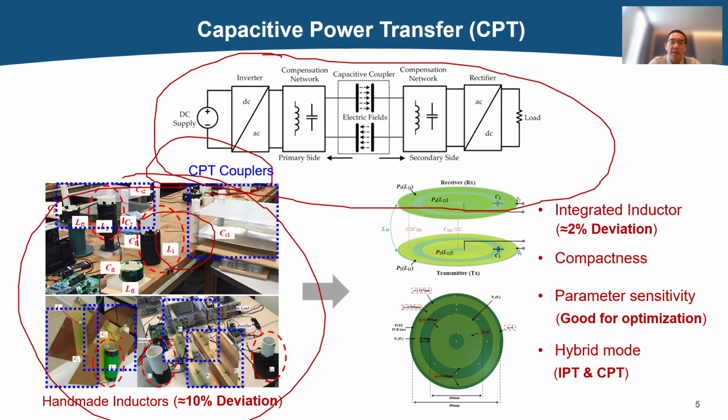PCB-based CPT couplers offer a promising solution. They feature integrated inductors, a more compact structure, and greater ease of optimization. Furthermore, PCB-based couplers can be manufactured in large quantities with consistent and precise perimeters, typically with only about 2% deviation. They also offer flexibility in switching between CPT and IPT modes, depending on application needs.